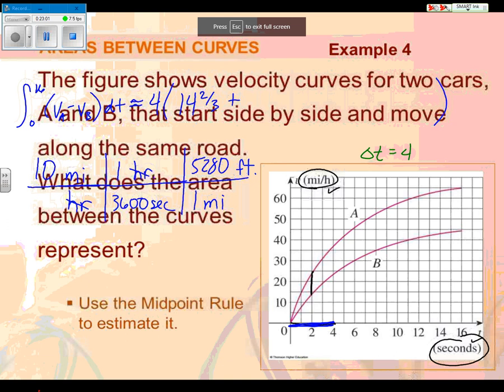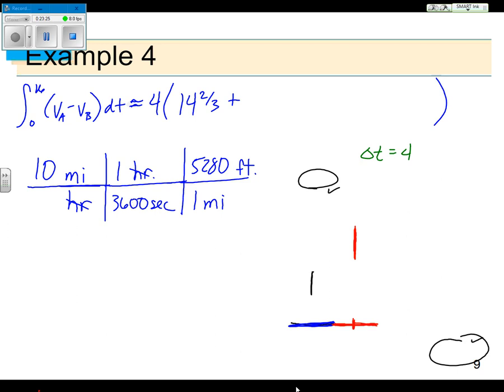So I'm ready to do my second box. Now my second box is going to run from 4 to 8, making my midpoint 6. Really, I just need the distance between their velocities at 6 seconds. I said that distance was 16 miles an hour. So I'm going to get rid of this 10 and put 16 miles per hour in there and change that to feet per second. And it gave me 23.47.